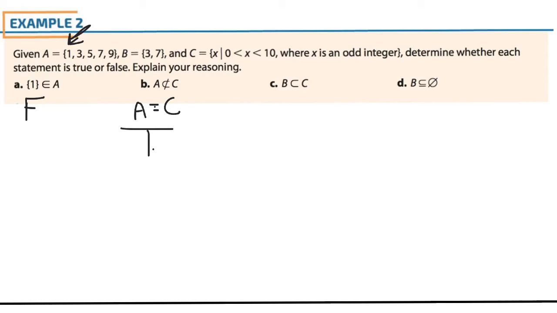B is a proper subset of C. 3 and 7 are within B, and C is the odds between 0 and 10. So yes, true. All of the elements within B are in C and they are not equal. Last but not least, B is a subset of the empty set. You're not going to have a set within an empty set. So that is false.